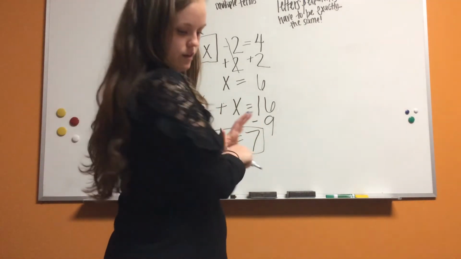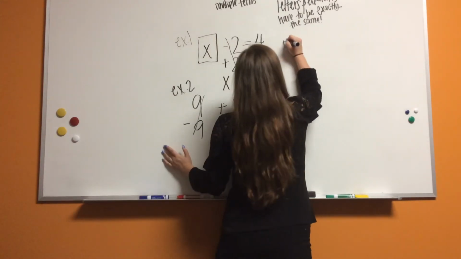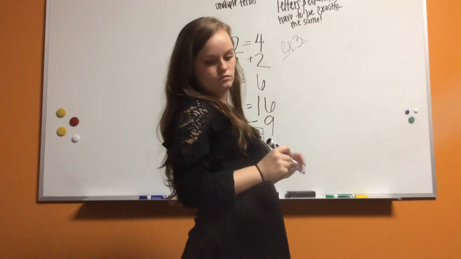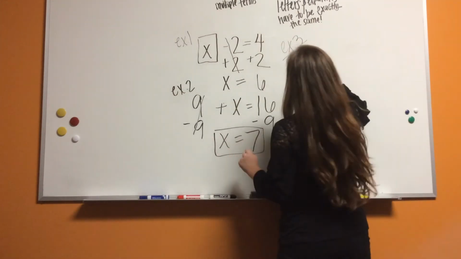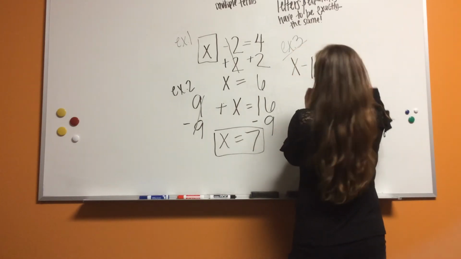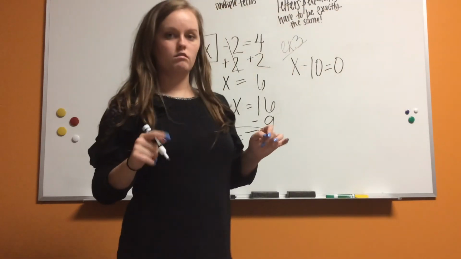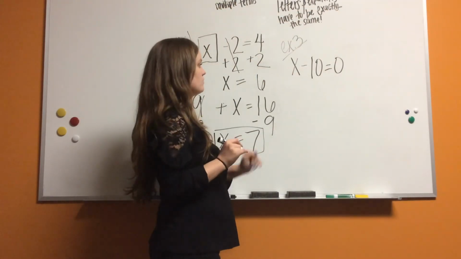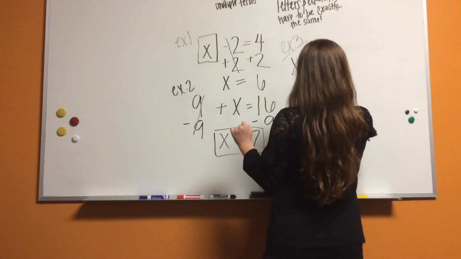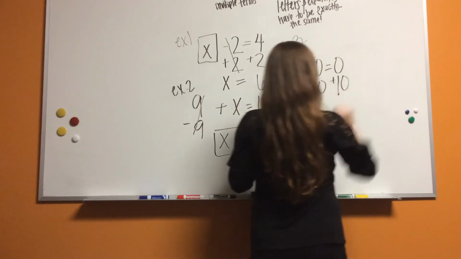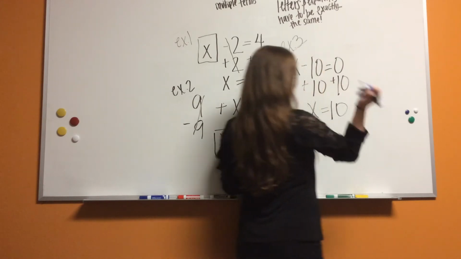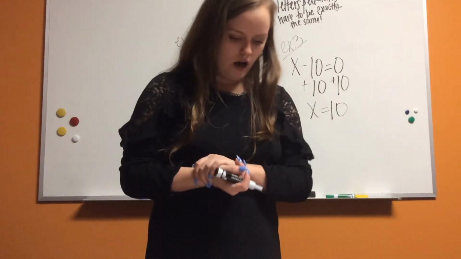Let's see, let's do another one. One more example. Example 3. We'll do x minus 10 equals 0. Okay? So, how do we get the x by itself? Good. Add the 10. Both sides. So, x equals 10. All right.